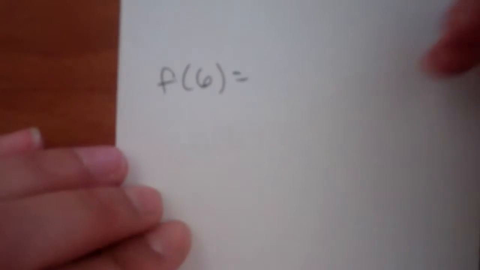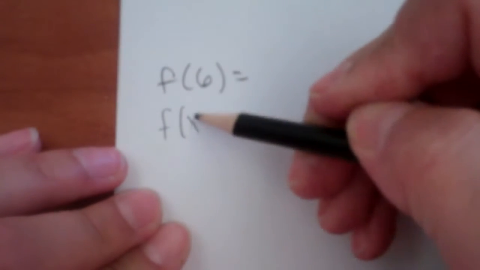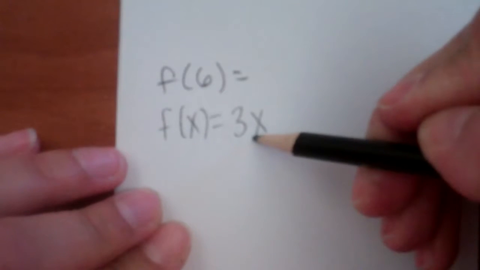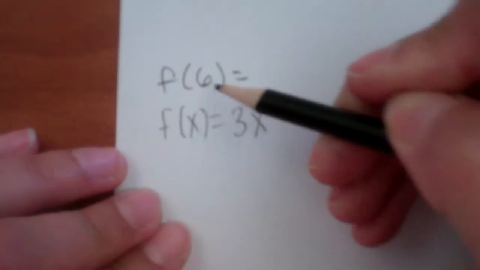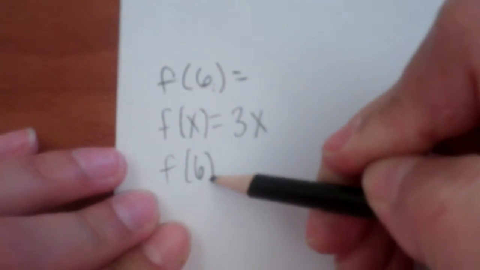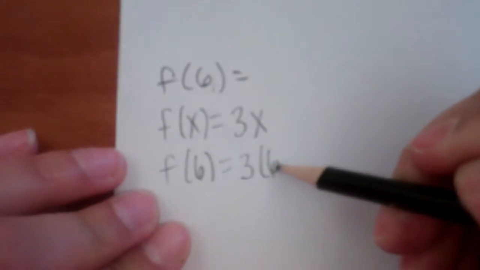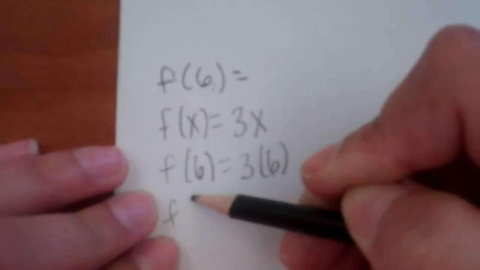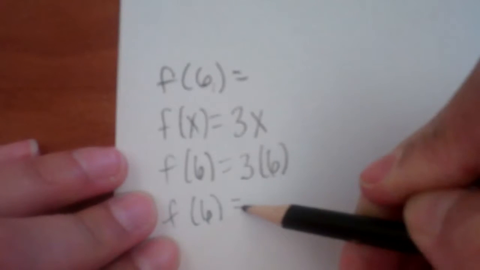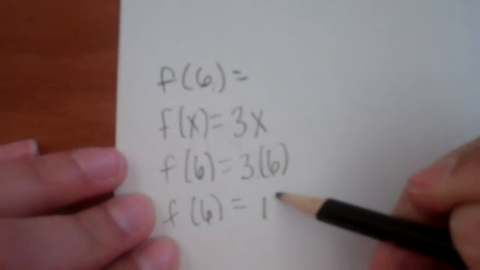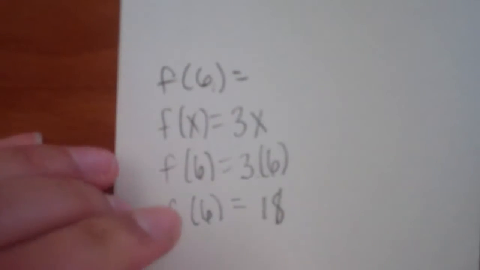And the last one for the f function. So here we have f of x equals 3x. They want us to input 6. So it's going to be f of 6 equals 3 times 6. Our side of f of 6 stays. This one gets evaluated. It's 18. So that's your example 1.